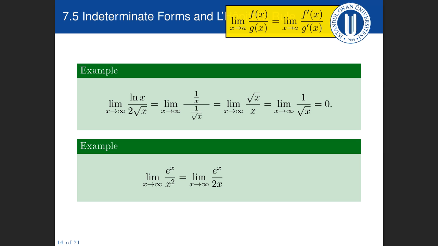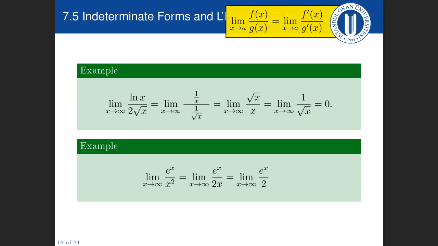Another one, the limit as x tends to infinity of e to the power x divided by x squared. Again, this is an infinity divided by infinity question. So we differentiate the function on the top and we differentiate the function on the bottom. The derivative of e to the power x is e to the power x. The derivative of x squared is 2x. Then what do we have? Then we have infinity on the top and we have infinity on the bottom. We need to use L'Hopital's rule a second time.